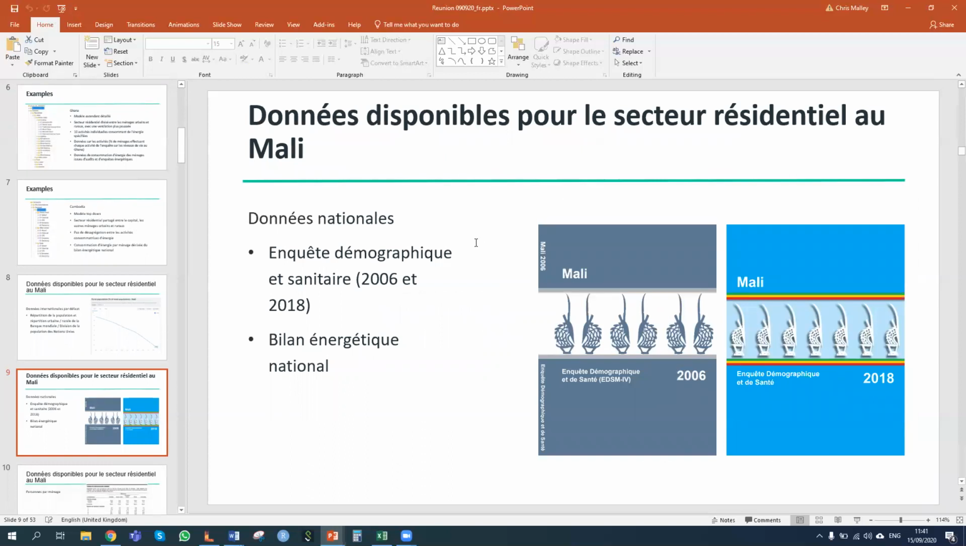We also have national data. We have 2 excellent demographic and health surveys from 2006 and 2018 that provide information on the composition of households and what type of activities they have. We also have the national energy balance for Mali between 2004 and 2016, I think.